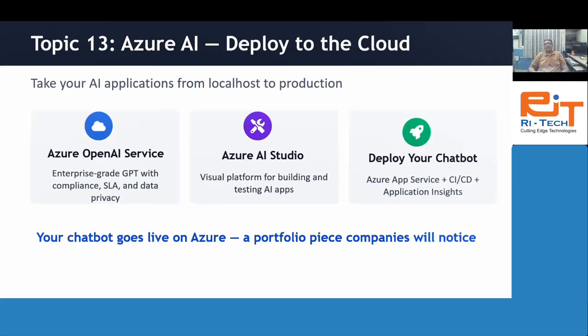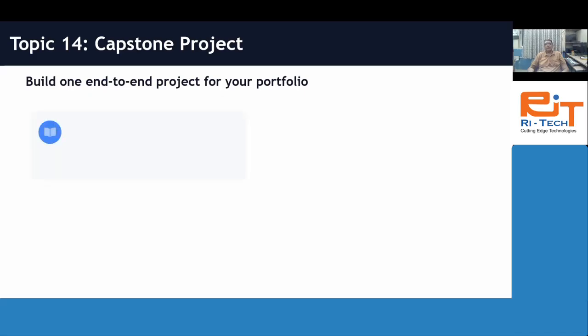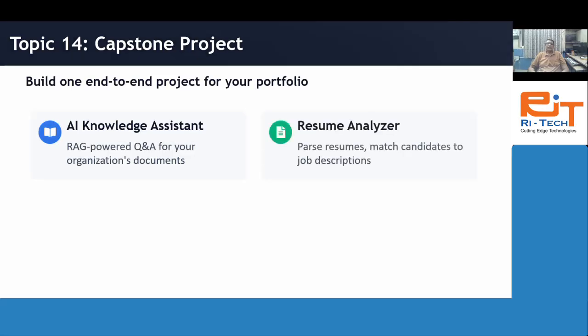Here we are assuming that you have developed a chatbot. You can develop any application. So the chatbot goes live on Azure, a portfolio piece companies will notice. This will be your own capstone project that you can add to your resume or demonstrate to the company. In this particular project, we'll build one end-to-end project for your portfolio. It can be any. An AI knowledge assistant, just giving some examples: RAG powered Q&A for your organization documents. We can create a resume analyzer that will parse the resume and match candidates to job descriptions.